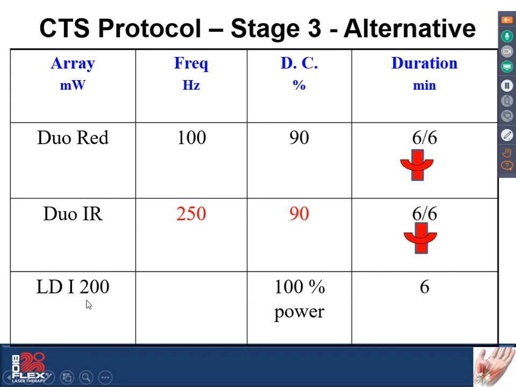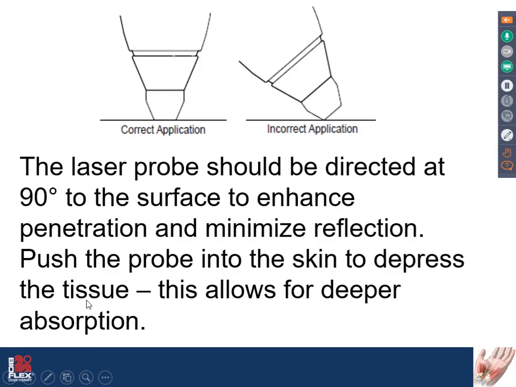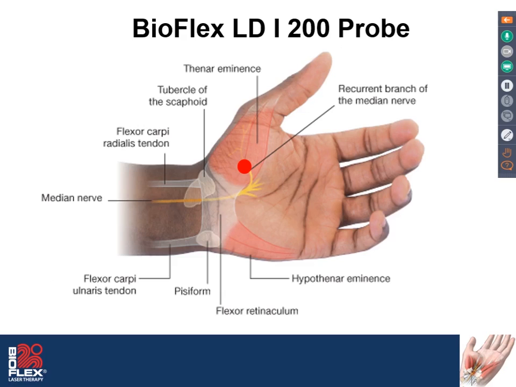Don't forget, the laser probe should make contact at 90 degrees to the surface to enhance penetration and, of course, minimize reflection. Try to push the probe into the skin to depress the tissue. This allows, again, for the light to go a little bit deeper, a bit more accurate into the actual area that you're treating. So that's a really important step to ensure that you're getting appropriate tissue penetration.